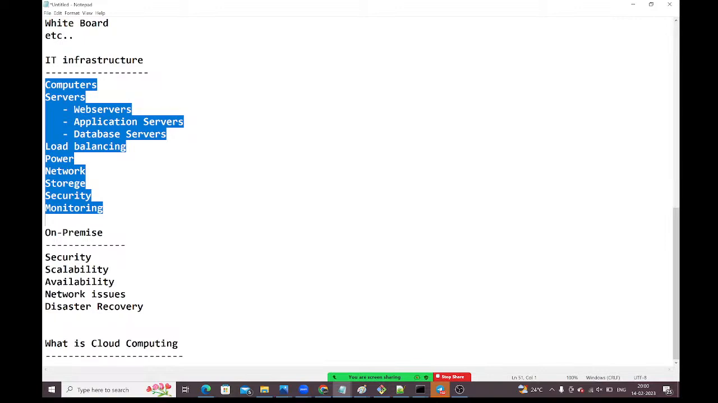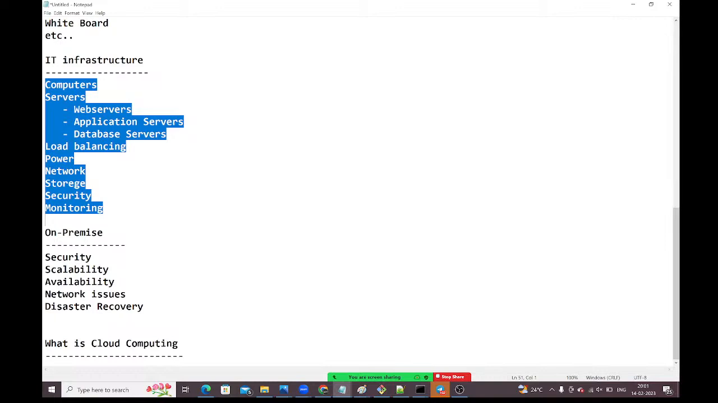Now, cloud computing means what? Providing these IT resources on demand basis. On demand basis means what? Whatever they demanded, those things only we are providing. As a cloud provider, whatever the customer is expecting, whatever the customer is asking, those things only I need to provide over the internet. That is called cloud computing.